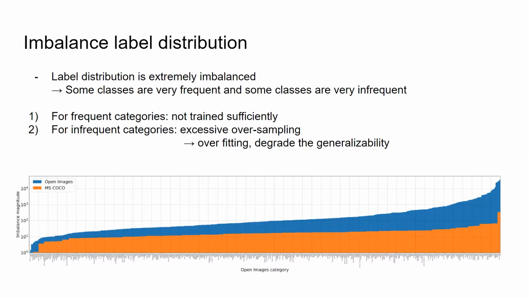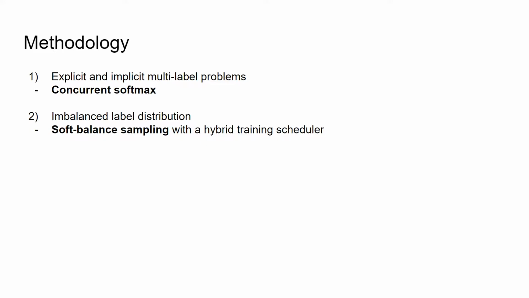As images of the Open Images dataset are collected from open sources in the wild, the label distribution is extremely imbalanced, so that both very frequent and infrequent classes are included. There could be some problems: frequent categories could be not trained sufficiently, and there would be an oversampling problem for infrequent categories. So in this paper, the authors suggested two solutions, one for each problem.